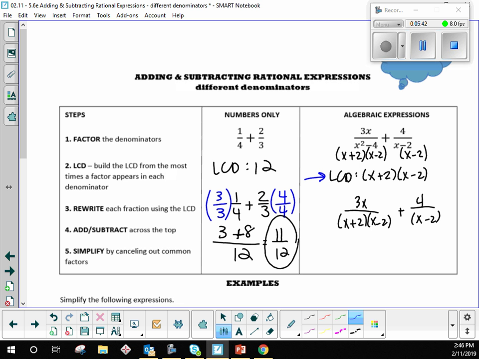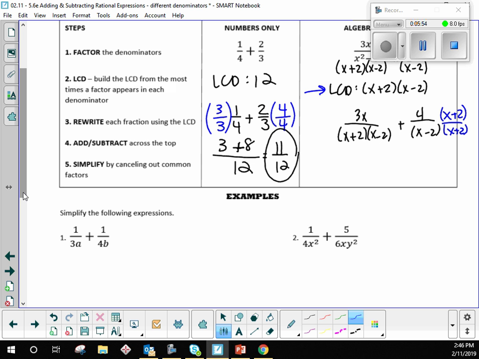So I don't have to change it at all. But what about the second one? X plus 2. Okay, I need an x plus 2 to look like that. So I have to multiply that to the bottom and the top. So then I rewrite it with one big fraction. The denominator is x plus 2, x minus 2. In my numerators, I have 3x plus, well, I have 4 times that x plus 2. So I'm going to distribute. Distribute, distribute. So that's 4x plus 8.